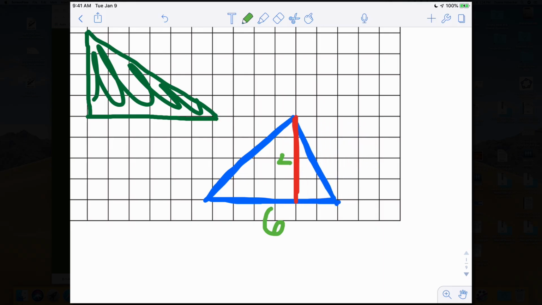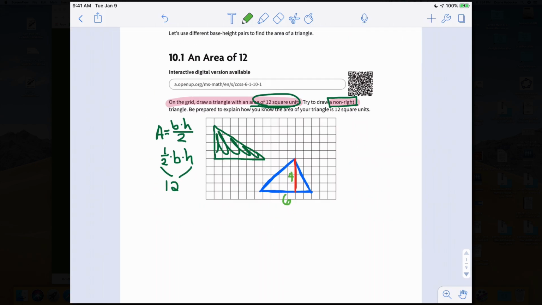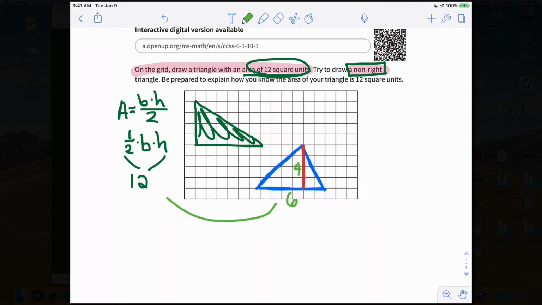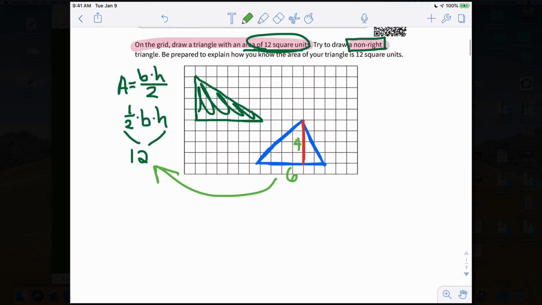So there is our triangle. It has a base of 6. It has a height of 4, which means we automatically know it's going to have an area of 12. So there you go. It's kind of fun.